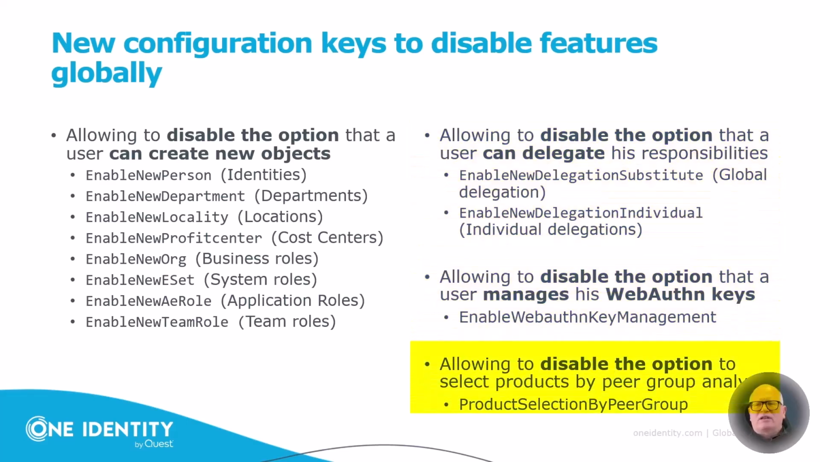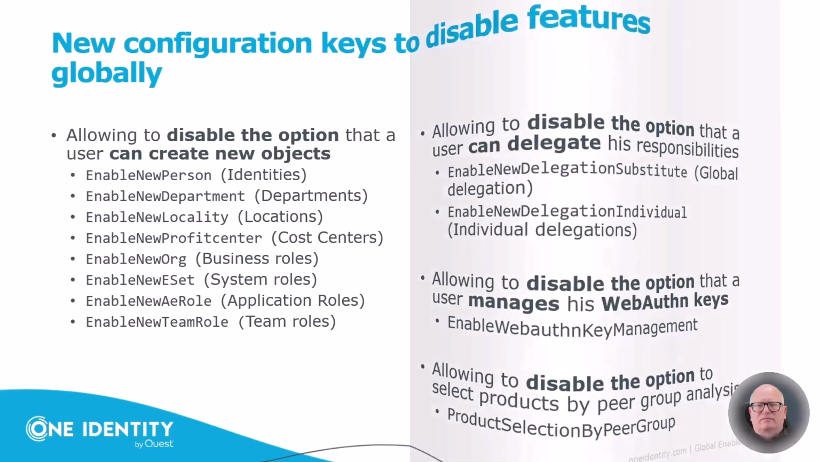The last option is also a disable option, and that option disables the standard functionality that you can select products per peer group analysis. Maybe in scenarios where it is not very common that you should look at what the colleague has and get the permissions of the colleague, that could be a good thing. But please remember, all of these disable features are global options. That means if you configure them, the complete web portal users are not able to use that any longer.